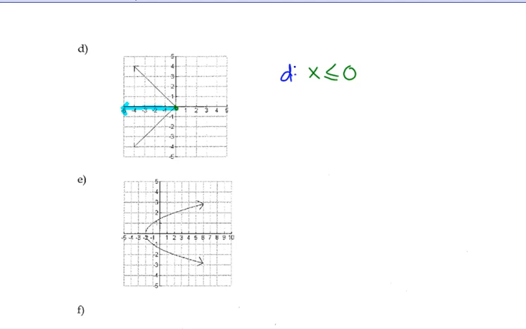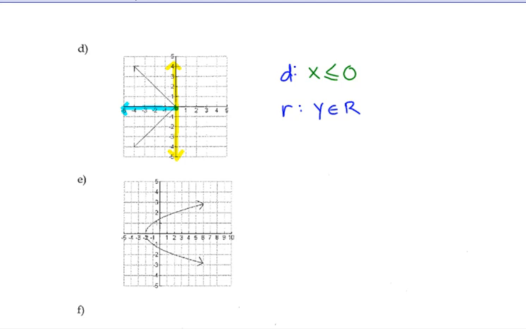Because it's to the left of 0. That's my location of the x values. Range, the y values. So we ask ourselves what question? How far for y? Up and down. Will this graph keep going up forever? Yes. Will this graph keep going down forever? Yes. So if it keeps going up and down forever both ways, how do you write that? Y is an element of the real numbers.